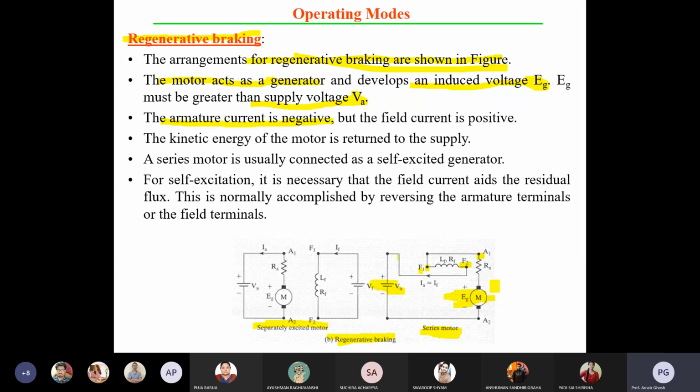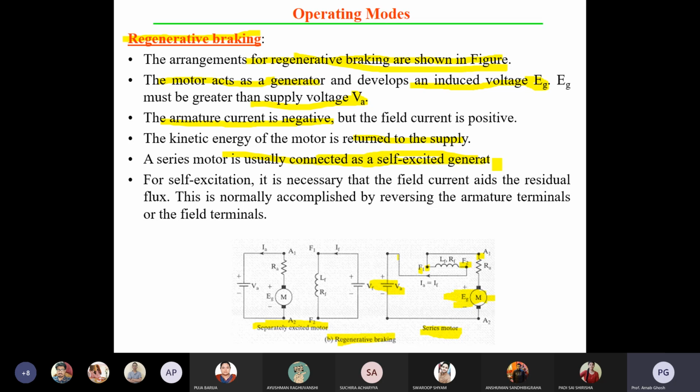Before starting this content, I told you that whatever convention or reference you consider is your convention. Suppose you consider positive current as flowing inside the armature. Then if you get current in the reverse direction, you can say the current is negative. The kinetic energy of the motor is returned to the supply, so you have to give the supply to the motor.